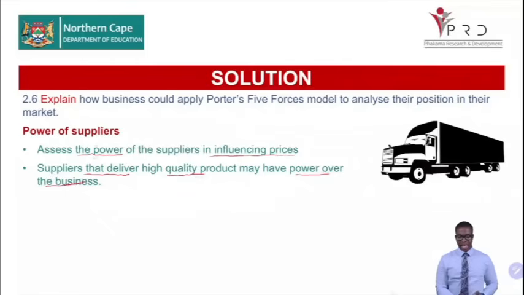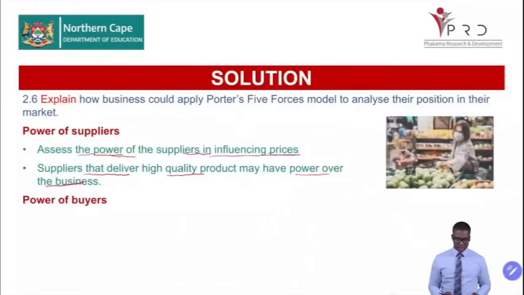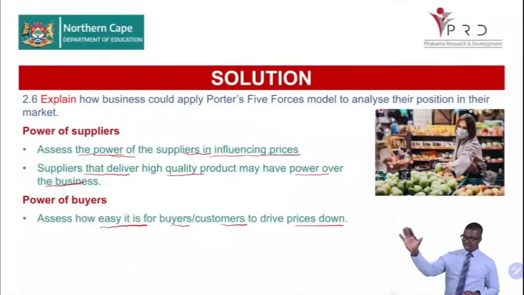Hence we say here, as a business, when you apply Porter's 5, you are assessing the power of the suppliers in influencing the price. Then we also look into the power of the buyers. Here with the power of the buyer, what are you doing? You assess how easy it is for customers to drive down the prices. So the business here is saying, yes, we are offering a certain service or product, but then we are assessing to say, can the buyer drive down the price?